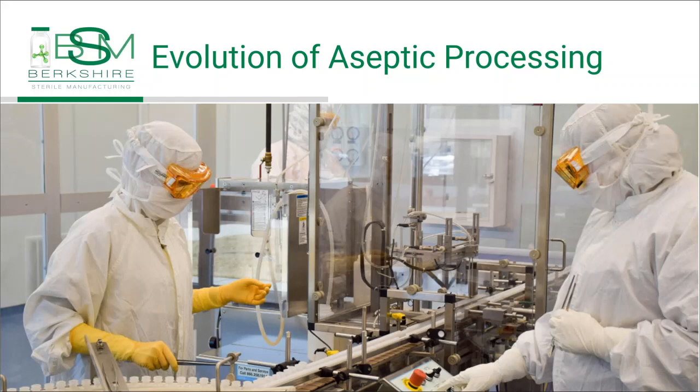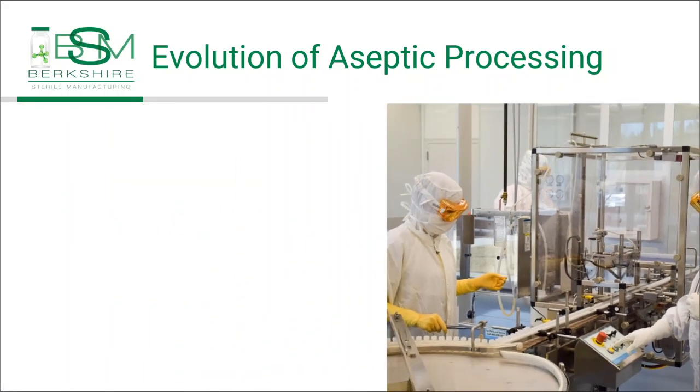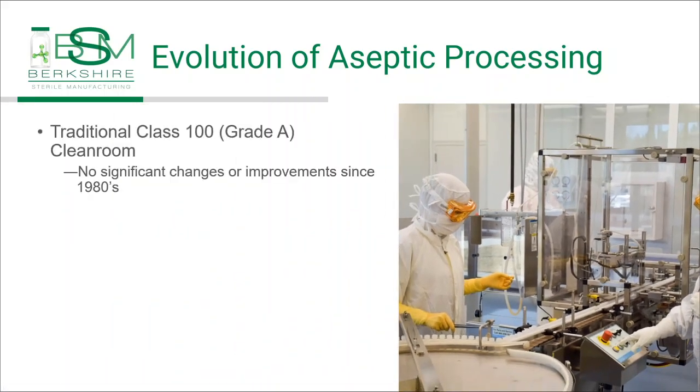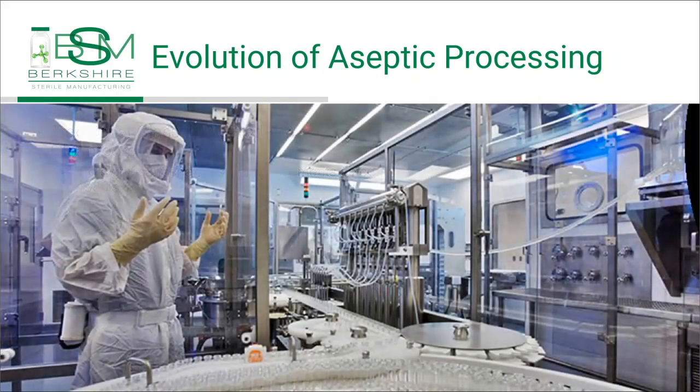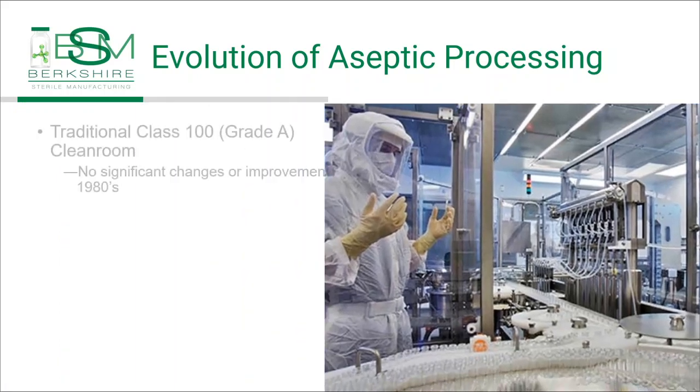So let's talk about the evolution of aseptic processing. You see here a traditional class 100 area where the operators are gowned in sterile garb. Traditional class 100 clean rooms started in the early 50s and advanced through the 1980s, but there have really been no significant changes or improvements in the traditional class 100 clean room since the 1980s.